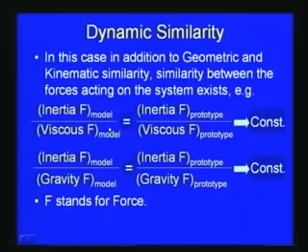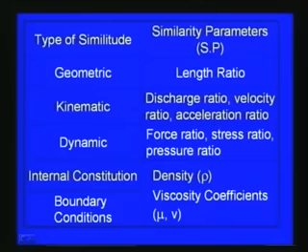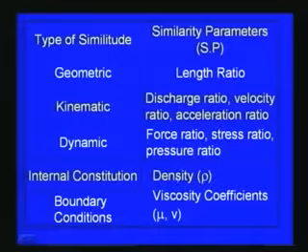Similarly, when we consider the Froude model, the inertia force of the model divided by the gravity force of the model should be equal to the inertia force of the prototype divided by the gravity force of the prototype. So that is constant, where F stands for the force. Finally, when we do the similitude, for geometric similitude the similarity parameters are mainly the length ratios. For kinematic similitude, the similarity parameters are the discharge ratio, velocity ratio and acceleration ratio. And for dynamic similitude, the parameters are the force ratio, stress ratio or pressure ratio.